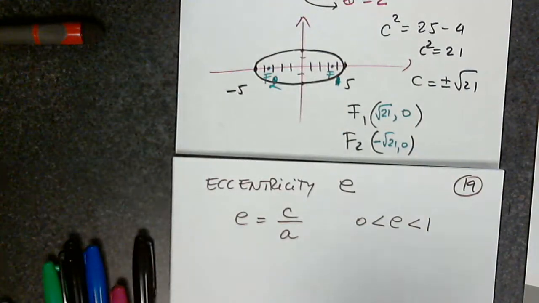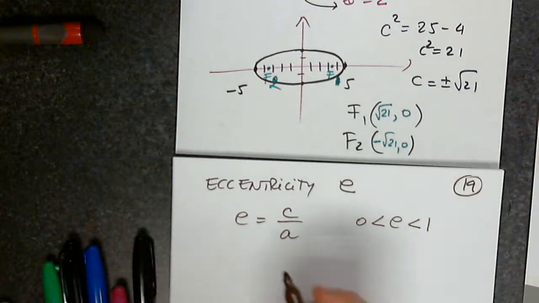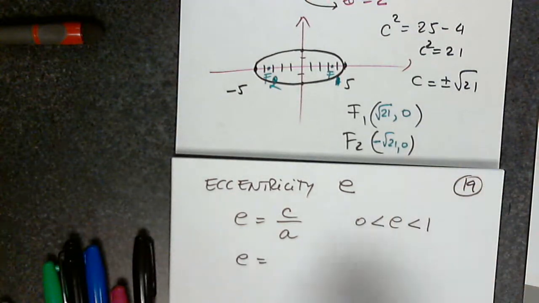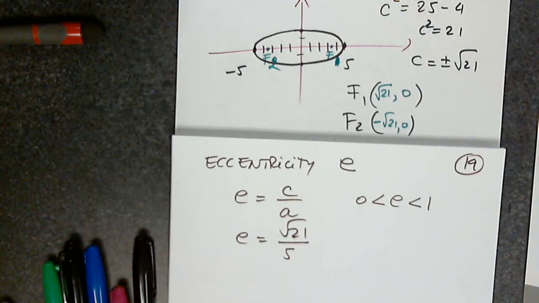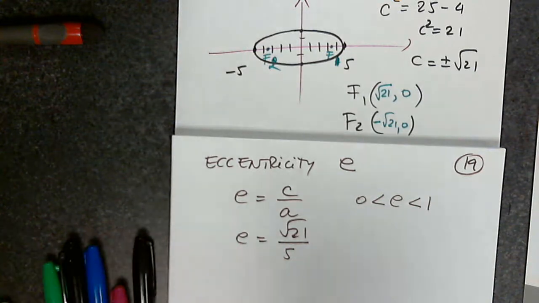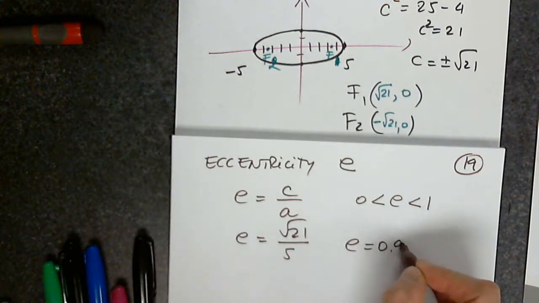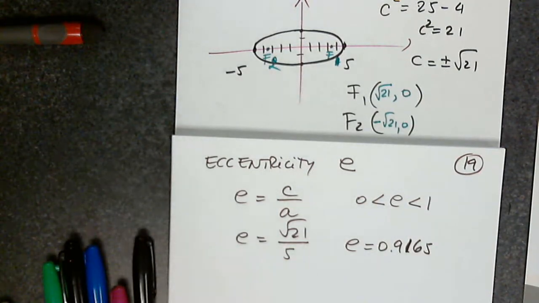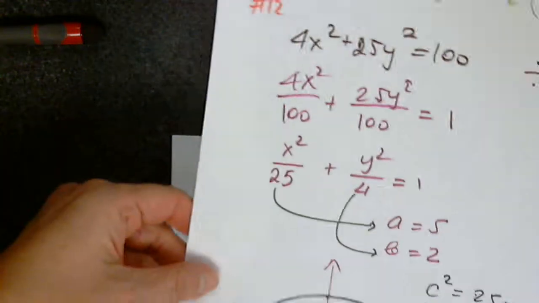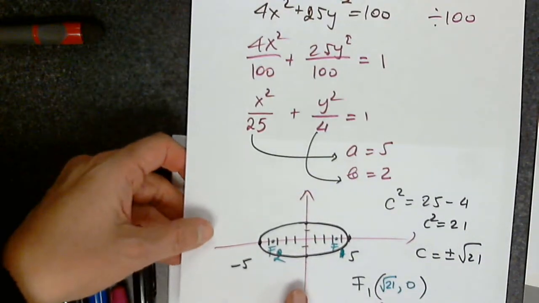Okay, so let's determine it in this case. So E is c over a. In our case, I will take only the positive c, which is the square root of 21, divided by a. A in our case is 5. So I use the calculator: the square root of 21 divided by 5. So E is 0.9165, which says that the ellipse is far away from a circle.